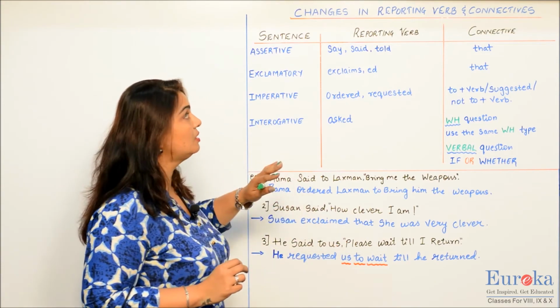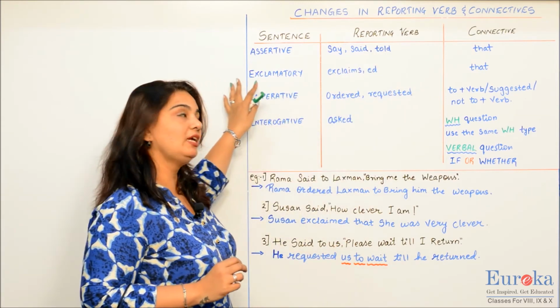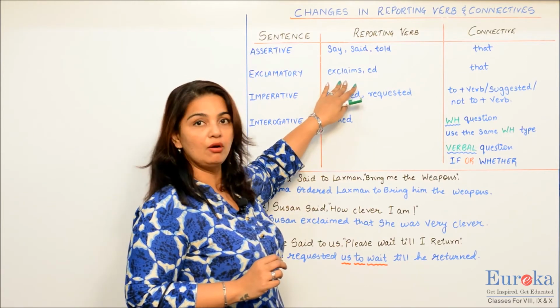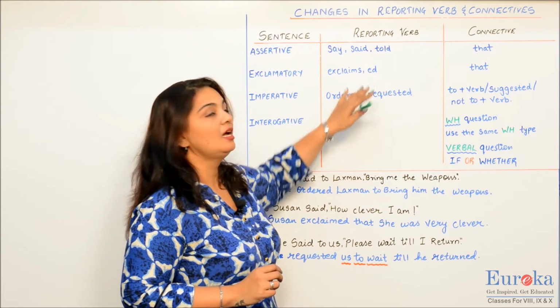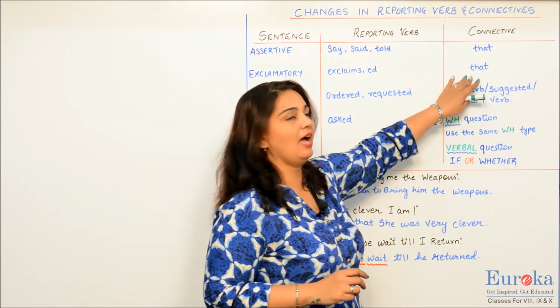So let's see what words or rather reporting verbs are used in an exclamatory sentence. The word used is exclaim or exclaimed, the past tense, using an ed. The connective used over here in the indirect speech will be that.